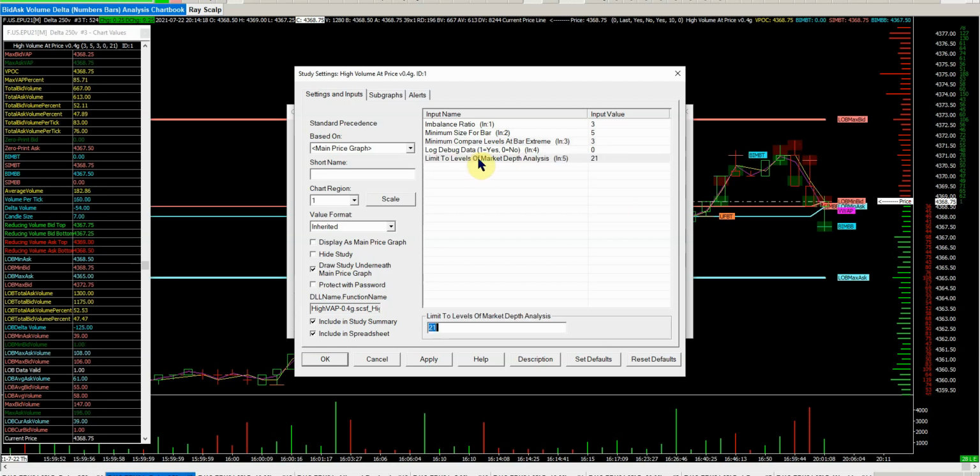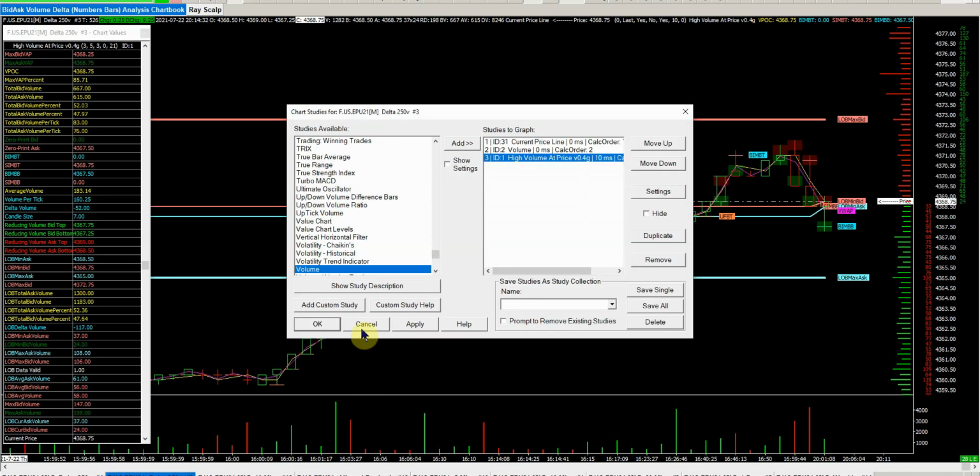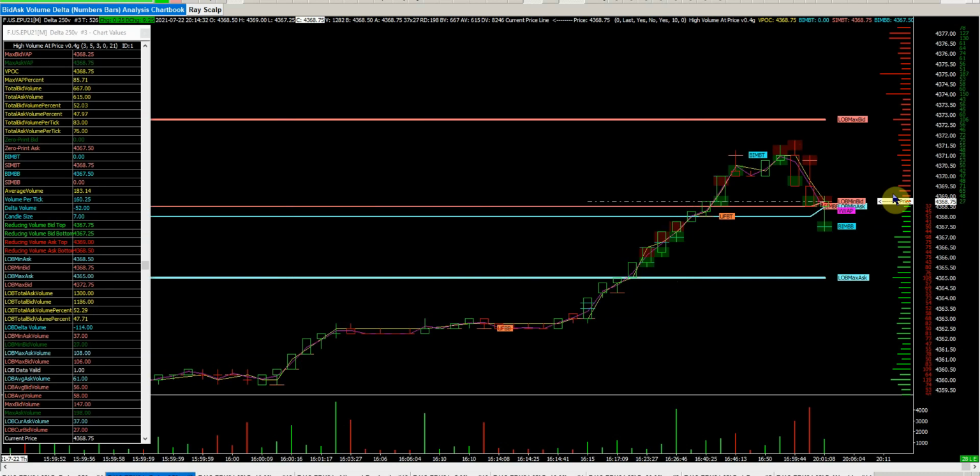Limit to levels of market depth analysis. I've learned from experience that the algos will only look at 20 or 21 ticks on the S&P. And you'll see that as price goes back and forth here, you'll see limit orders basically turn on and off up here. I don't have that turned on right now.